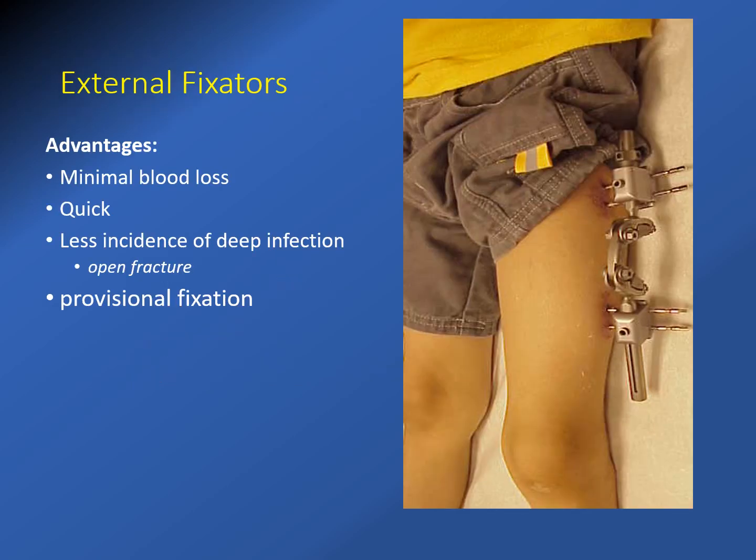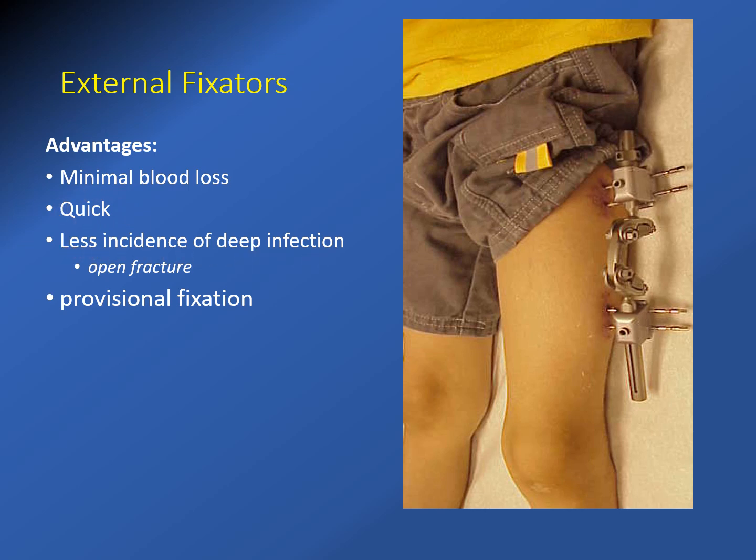So the first surgical method for treatment of femur fracture is external fixators. External fixators are pins that are connected to each segment of the bone, and these pins are connected from the outside with a bar. What is the advantage of external fixator? It has minimal blood loss because in most cases you don't open over the fracture, so there is no bleeding. It's relatively quick to put them, and there is less incidence of deep infections.